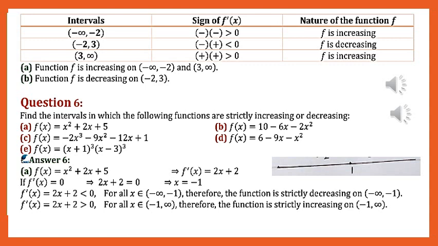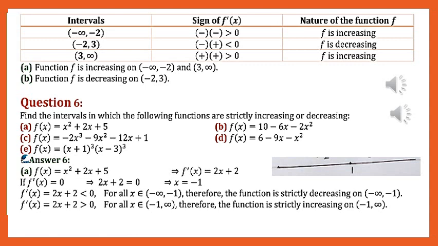Then the next subinterval, minus 2 to 3. Let's take a number in this interval. Suppose x is 1. Then what is the sign of f dash x? 1 minus 3 is negative, 1 plus 2 is positive. So negative into positive is negative, less than 0. So the function is decreasing. Now the third one, 3 to infinity. Suppose x is 4. When x is 4, x minus 3 is positive and x plus 2 is also positive. So positive into positive is greater than 0.